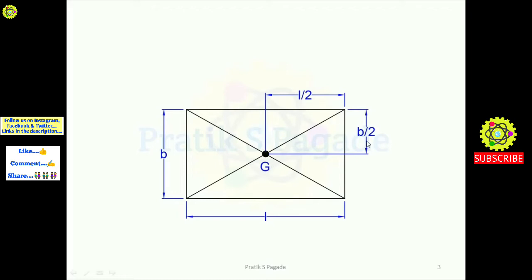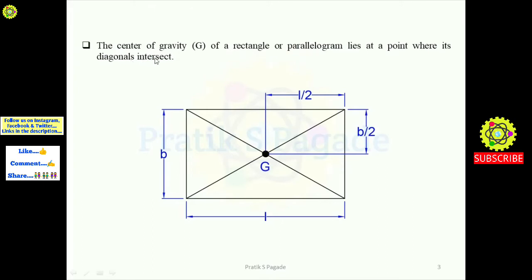So the location of the center of gravity for a rectangle or parallelogram is at L by 2 and b by 2. The center of gravity of a rectangle or parallelogram lies at the point where its diagonals intersect. As you can see here, diagonals intersect at half of the length and half of the width, at this point, and it is denoted as G here.